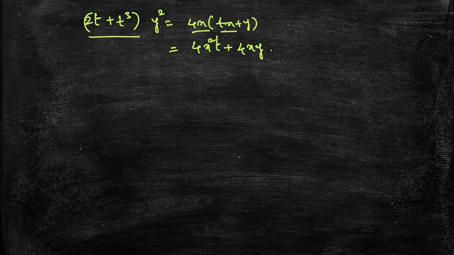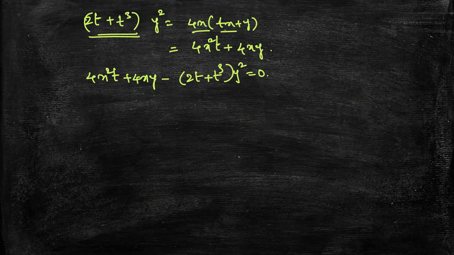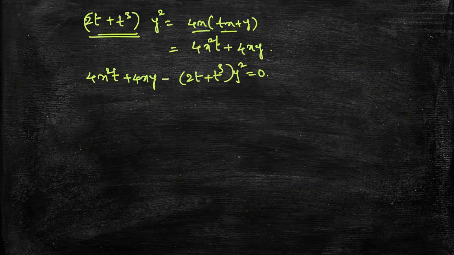This term we will take to the right side of the equation, it will become 4x²t + 4xy, minus this term will come here, 2t xy + t³y² will come here, is equal to 0. Now here these two lines are perpendicular, so we can take this AQ and AR, which are in perpendicular form.